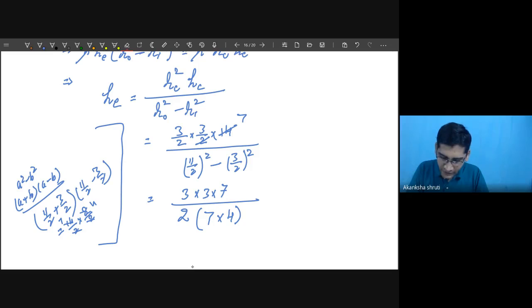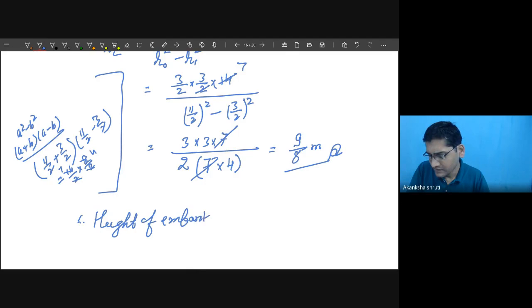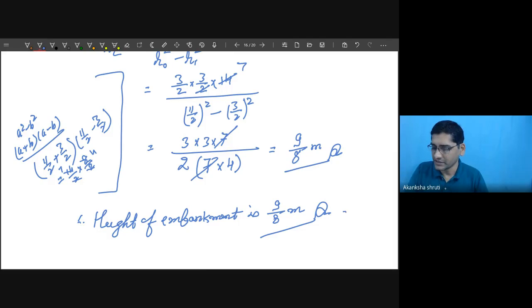This calculation is important for this chapter, because if your calculation is not correct, though your formula is correct, marks are deducted. So please solve it properly. Here this 7 is cancelled with the 7 of the numerator. And is there anything else? Nothing. So it is 9 by 4 into 8, which is 9 by 8 meter. Therefore, the height of the embankment is 9 by 8 meter. If you want, you can write it as 1.125.